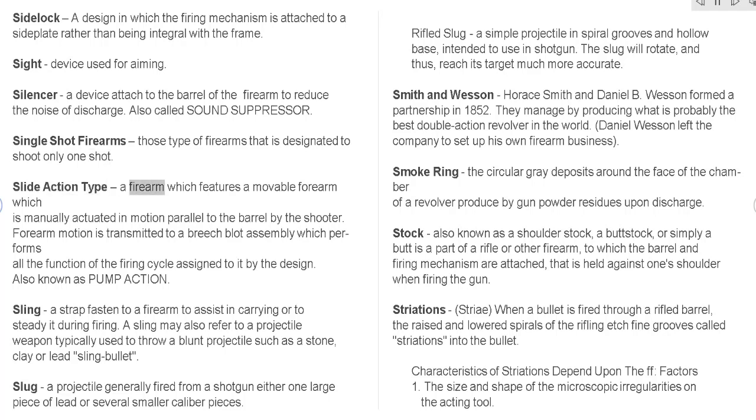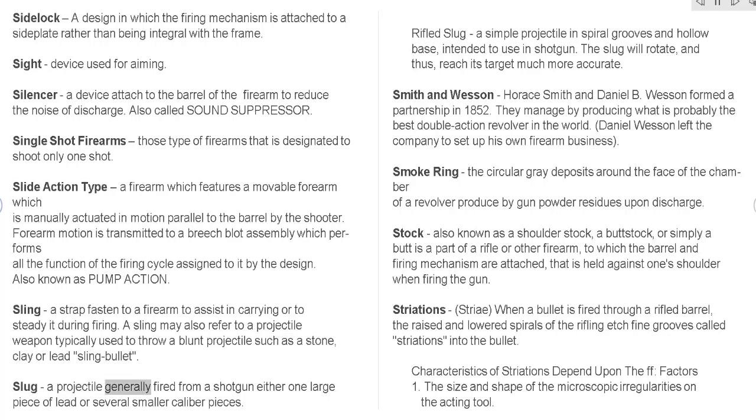Slide-action type, a firearm which features a movable forearm which is manually actuated in motion parallel to the barrel by the shooter. Forearm motion is transmitted to a breech block assembly which performs all the functions of the firing cycle assigned to it by the design. Also known as pump action. Sling, a strap fastened to a firearm to assist in carrying or to steady it during firing. A sling may also refer to a projectile weapon typically used to throw a blunt projectile such as a stone, clay or lead sling bullet.